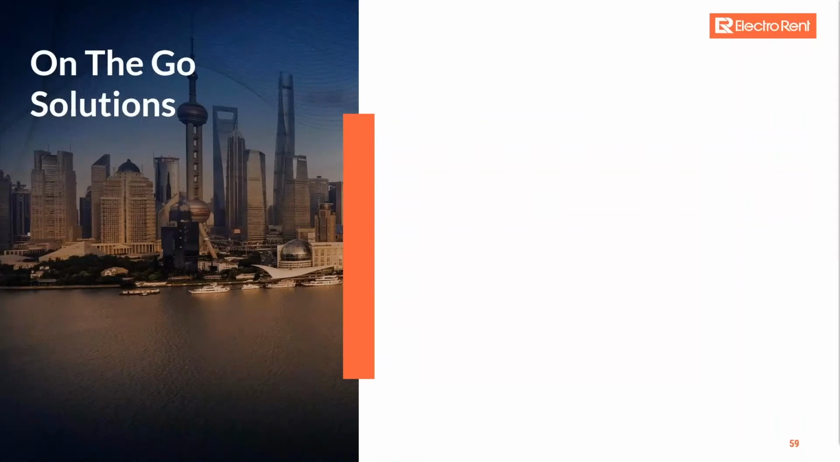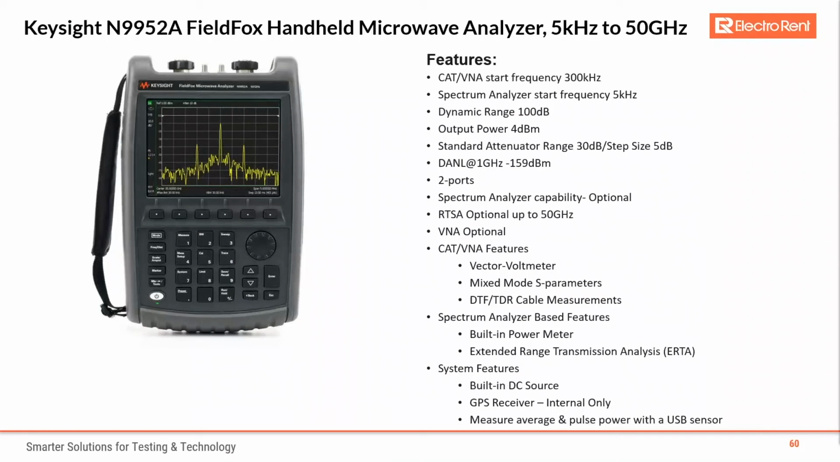Some on-the-go solutions that we have, for example, are the Keysight FieldFox series. This will come standard with a CAT tester, or cable antenna tester, and can be available with the VNA as an option or spectrum analyzer as well. The FieldFox is very portable, has good battery life, and is very rugged. Real-time spectrum analysis is also available on this. I will go into this later on at a future date in regards to all the types of handheld combo analyzers that are available as well. It's a very popular choice for use in the field, and also has built-in DC sources and GPS receivers.